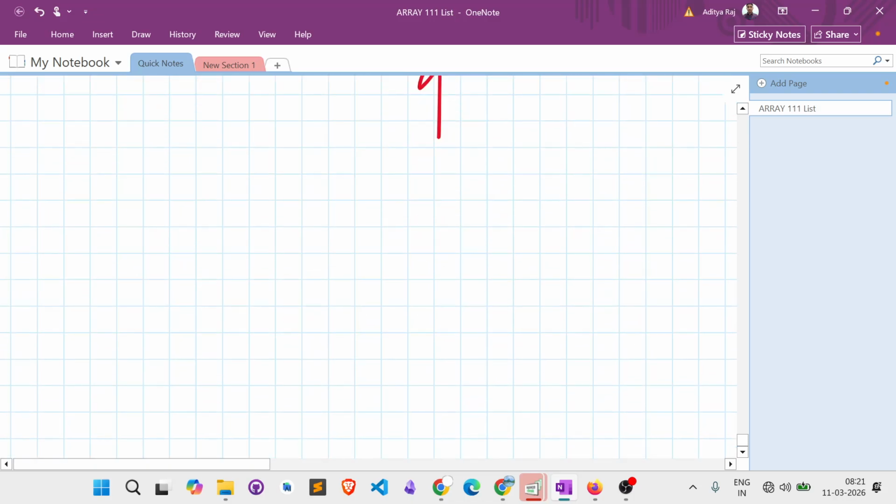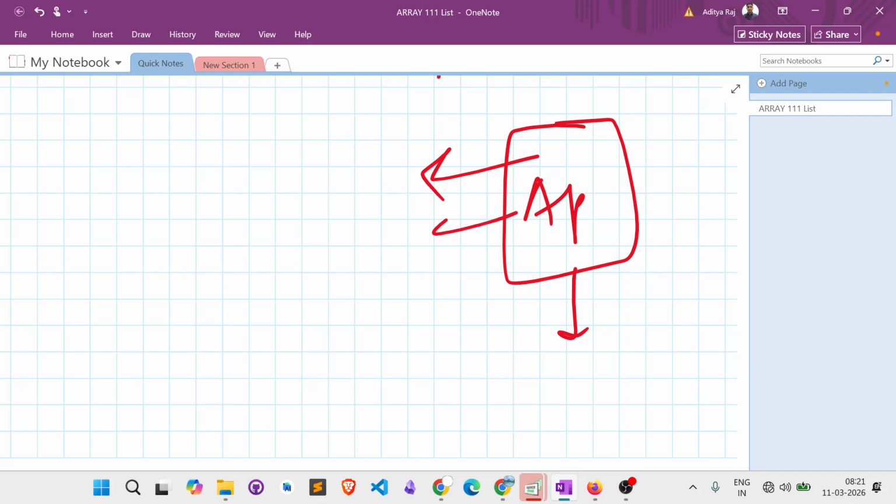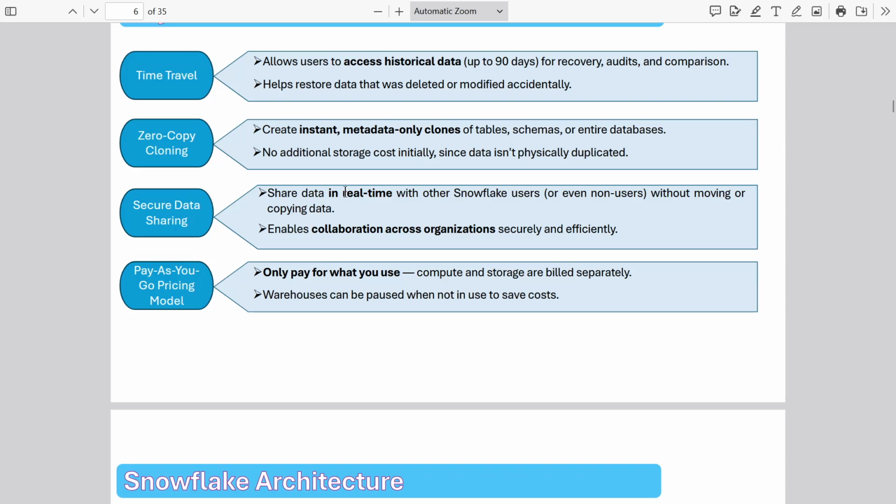So in Snowflake also, if something like an application is there, we can assign roles to the users, we can assign responsibilities and all the things in real time, with other users, without moving or copying data. They can access the same places because everything is happening on the cloud platform. Like cloud computing services, it's also a SaaS application, so all the features are similar to cloud computing technology.